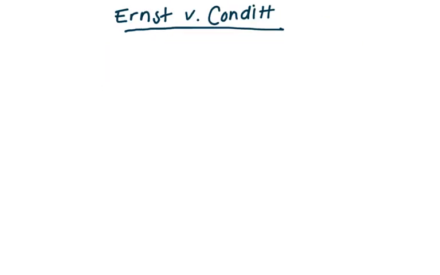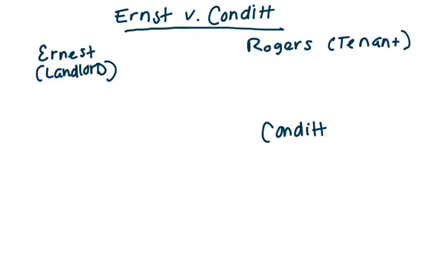Now let's discuss Ernest v. Condit. This case introduces the difference between assignment and sublease. The facts of the case are a little bit complicated, so I'm trying to diagram them out here. Ernest is a landlord, and he leased the property to Rogers. So there's privity of contract between Ernest and Rogers. Rogers then assigns all of his interest in the lease and a 2-year extension that was negotiated with Ernest to Condit. I think that's how you pronounce it.